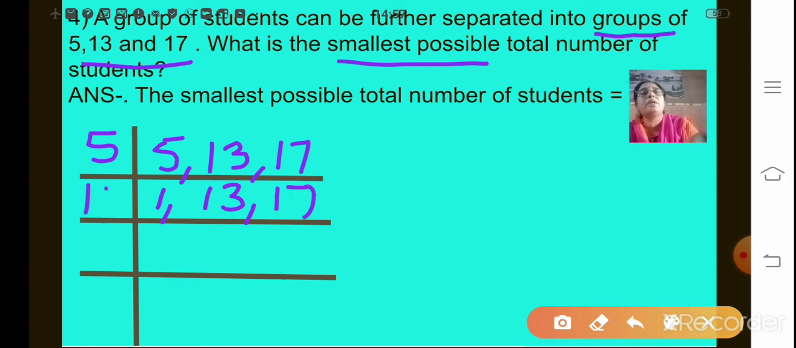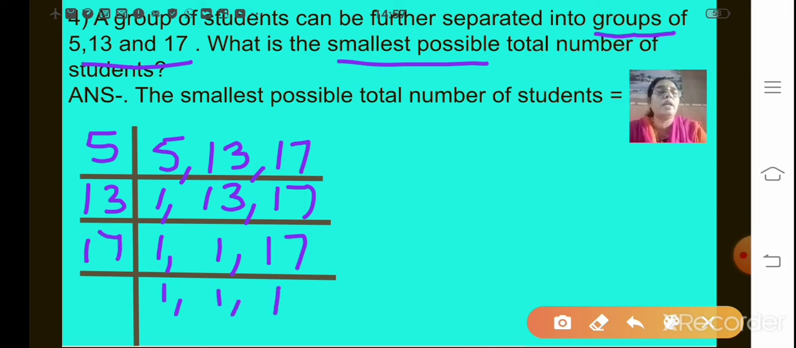Take the next number 13. 1, 13, ones are 13. This 17 will remain as it is. And the next number is 17, so it is divisible only by the number itself.